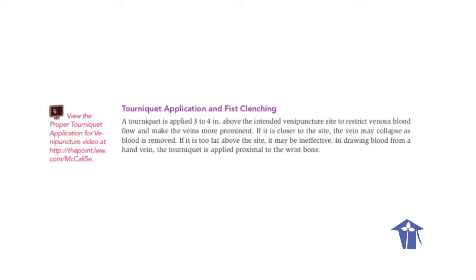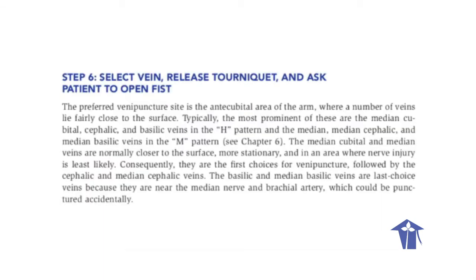A tourniquet is applied 3 to 4 inches above the intended venipuncture site to restrict venous blood flow and make the veins more prominent. If it is closer to the site, the vein may collapse as blood is removed. If it is too far above the site, it may be ineffective. In drawing blood from a hand vein, the tourniquet is applied proximal to the wrist bone. Step 6, select vein, release tourniquet, and ask patient to open fist.